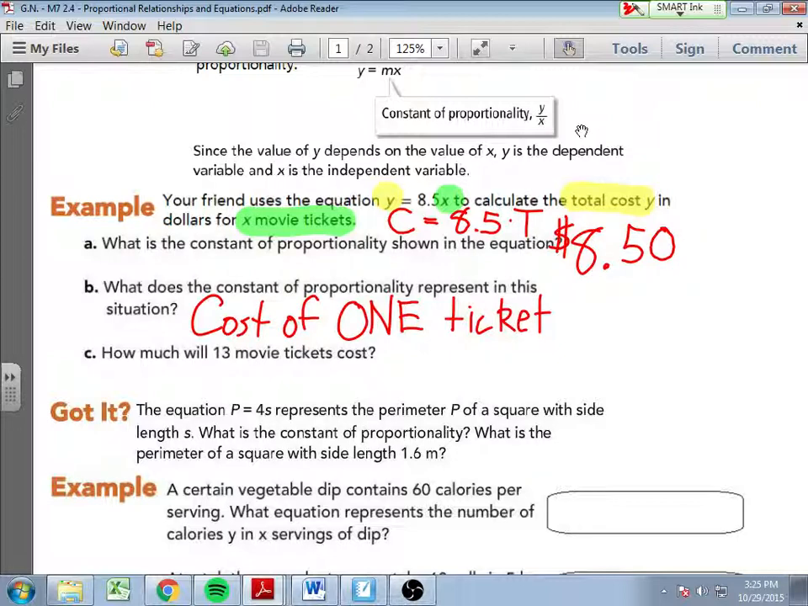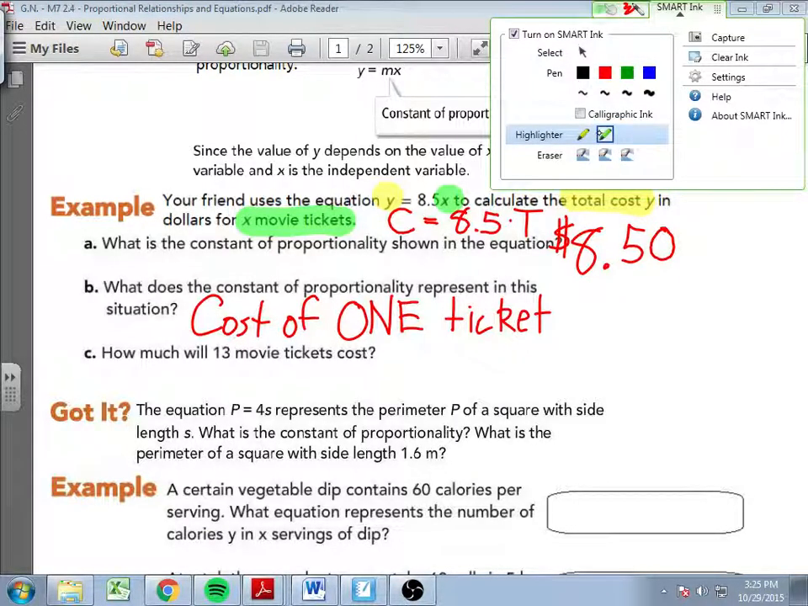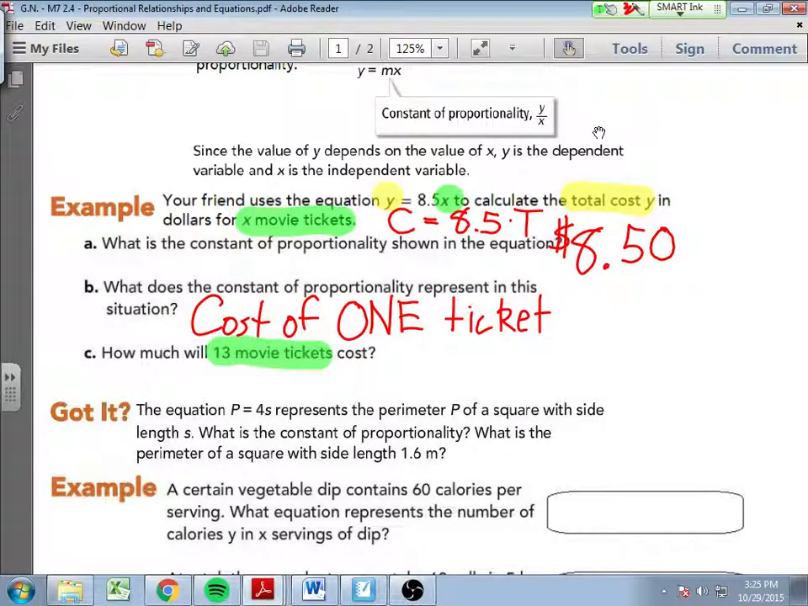So what equation would I set up to figure out how much 13 movie tickets is going to cost? Ashley, do you know what equation we're going to use? We're probably guessing we're going to use the 13, right? Do you think that 13, since it's movie tickets, is going to plug in for your y or plug in for your x? If we look back up here where it told us what the variables were, the cost is y, the movie tickets is x. So that 13 is going to plug in to the x.